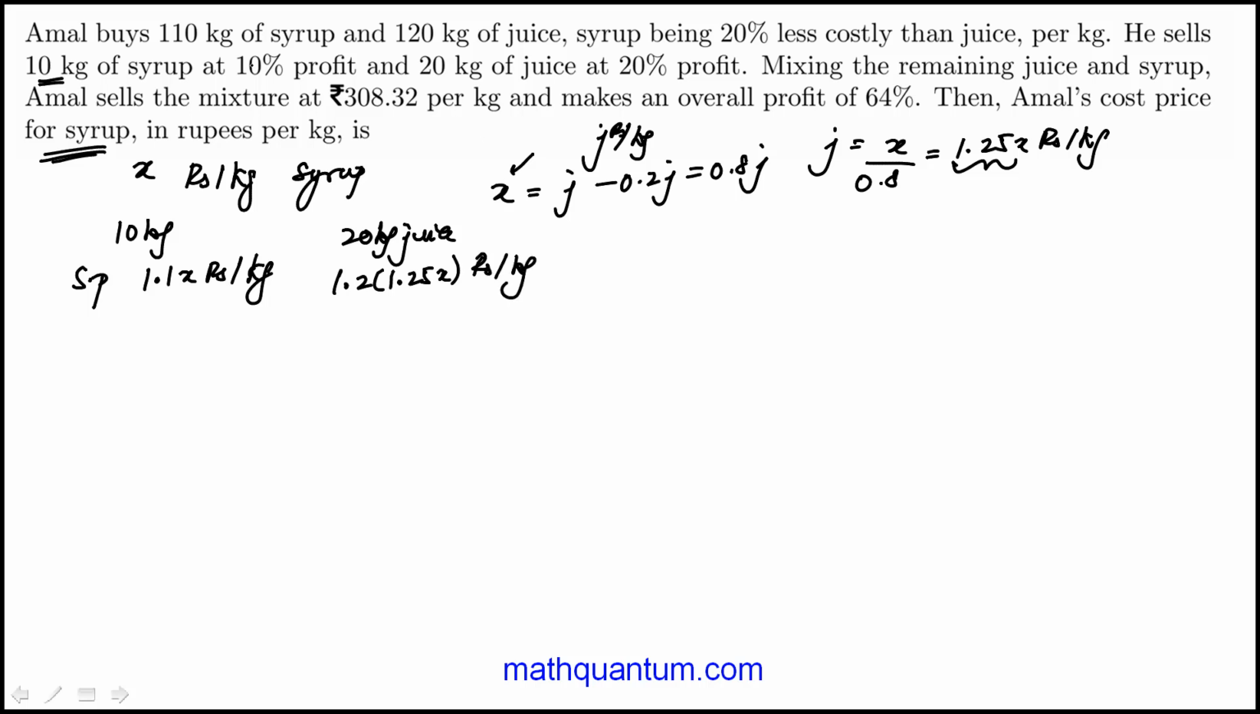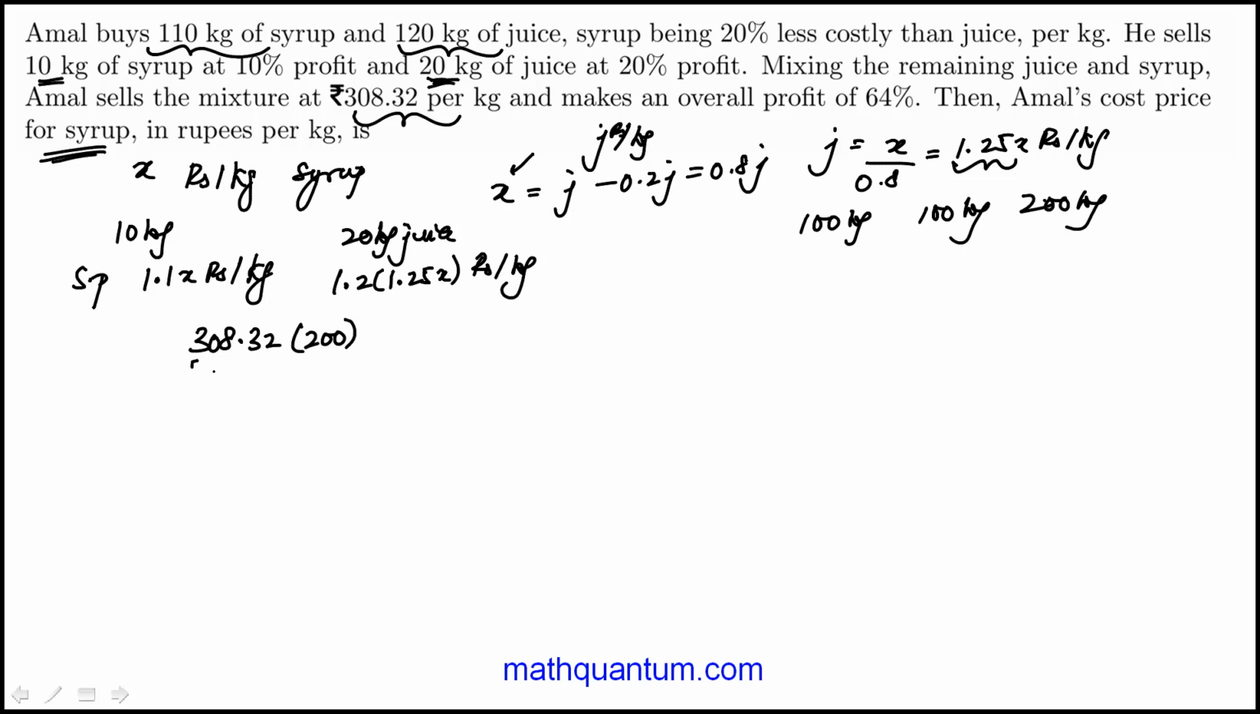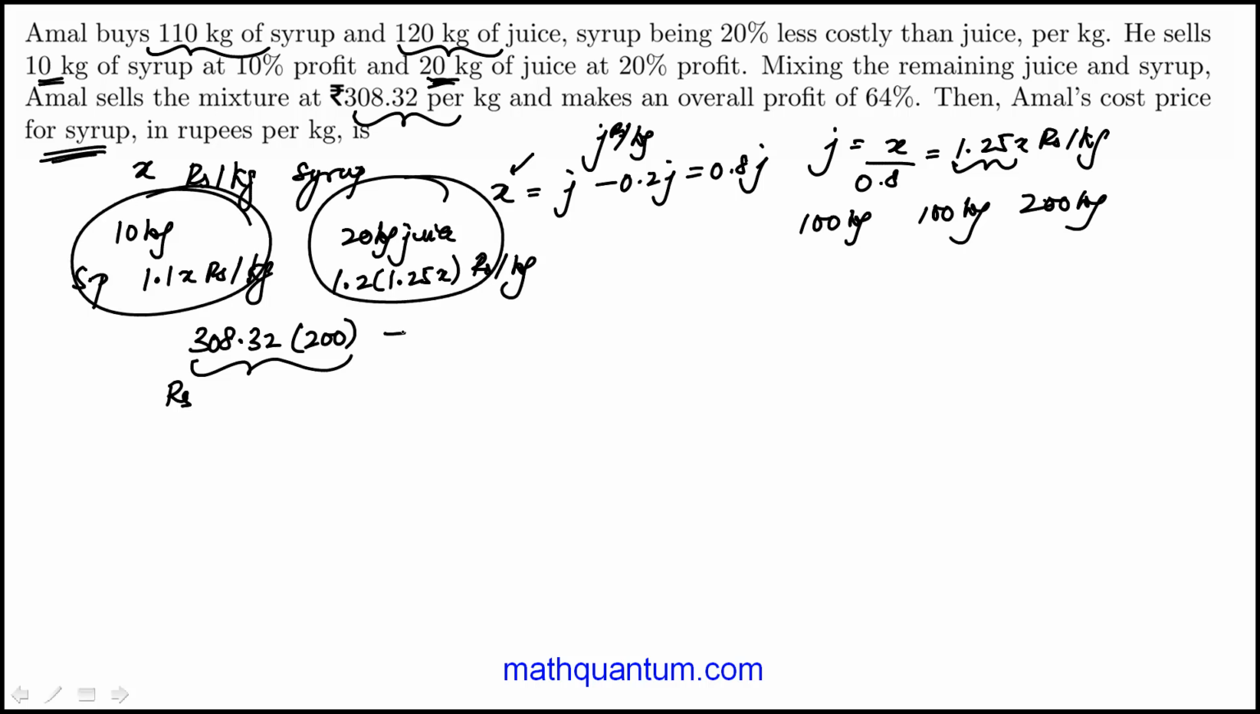And then this remaining mixture, which would be 100 kilograms of syrup and 100 kilograms of juice, because we have 20 kilograms of juice in this part. So we have a total of 200 kilograms, which is being sold at this price. So the revenue from that piece is 308.32 times 200. So this would be the revenue in rupees. And then similarly, we can figure out the revenue for these two portions, which would be 10 times 1.1x, and then here would be 20 times 1.2 times 1.25x.